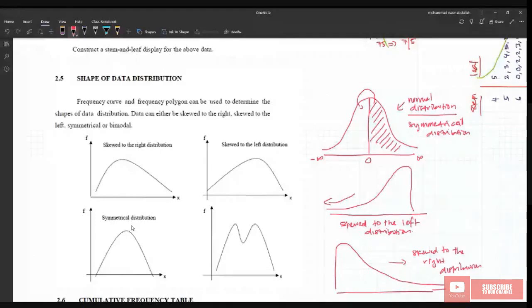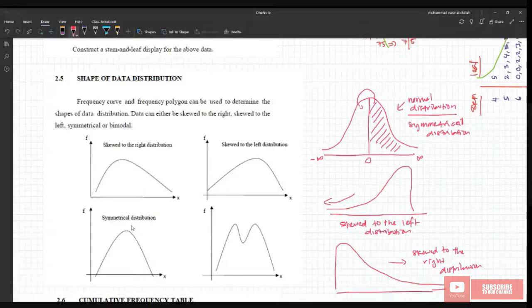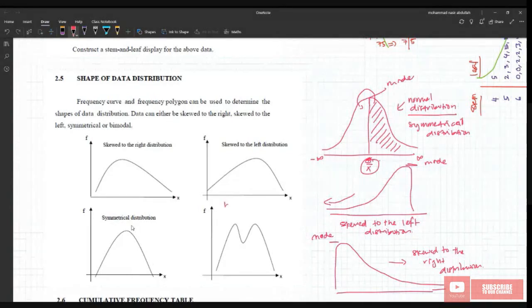When we have two modal values, let's say you have two, this is what we call a mode. This is a mode. This peak here is a mode. This is also a mode. And normally this one is your mean, right? So when you have two modes, right, this is what we call a bimodal distribution for this one, right?